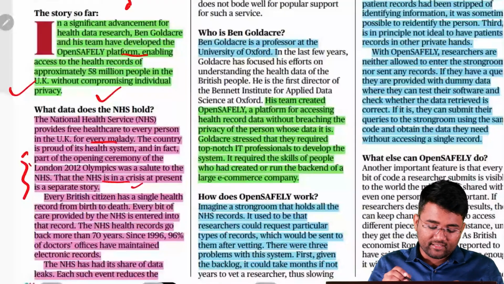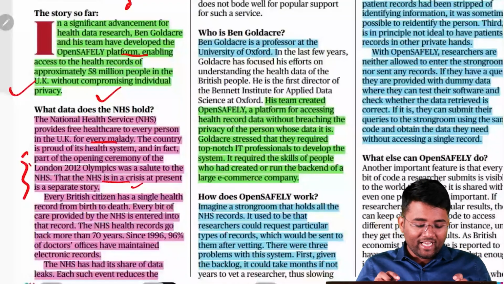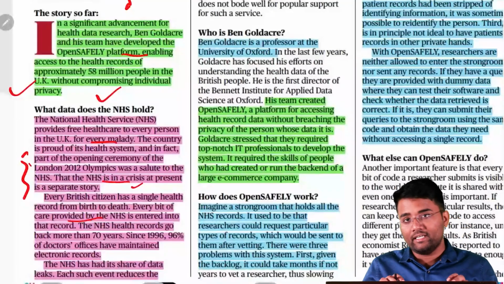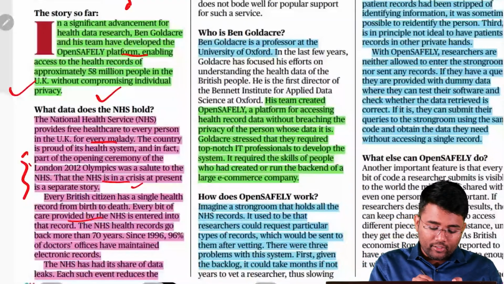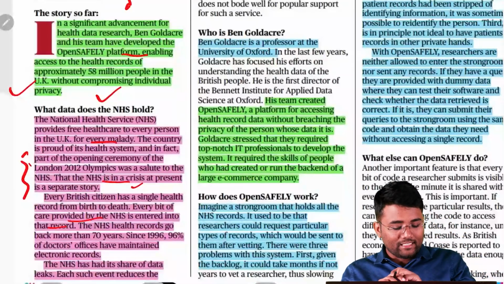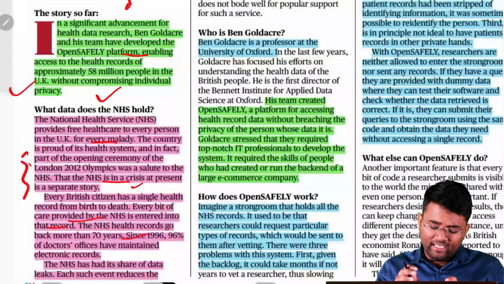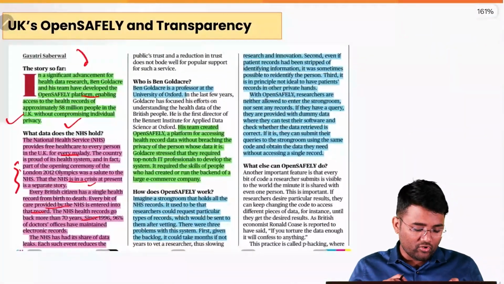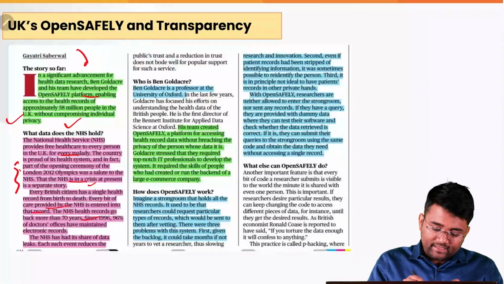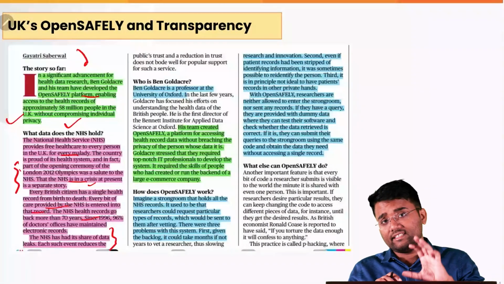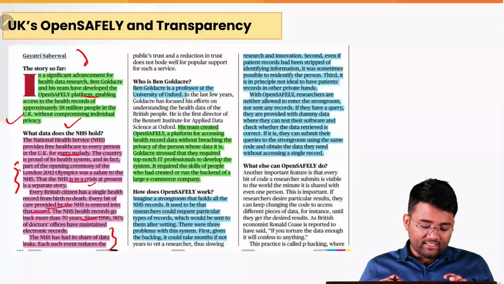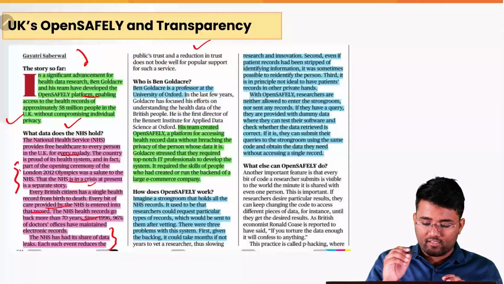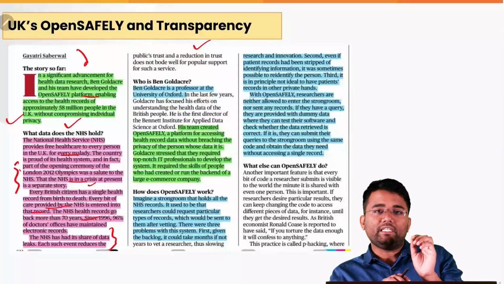Every British citizen has a single health record from birth to death, and every bit of care provided under the NHS is entered into that record. The NHS health record goes back more than 70 years, and since 1996, 96% of doctors' offices have maintained electronic records. Now, the NHS has had its share of data leaks. Each such event reduces public trust in the maintenance of the records.